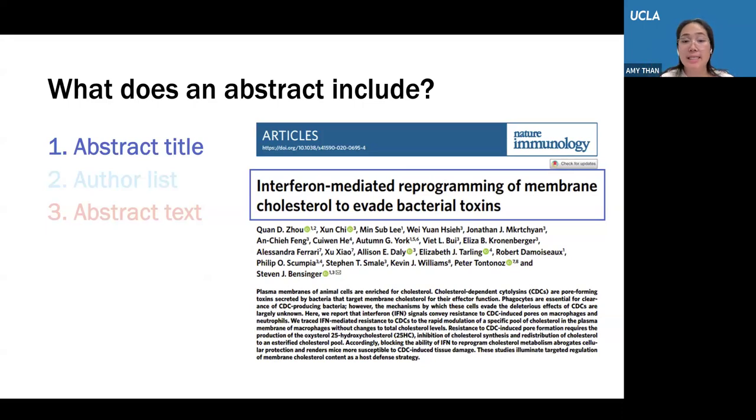So, for example, this study was "interferon mediated reprogramming of membrane cholesterol to evade bacterial toxins." So that's pretty clear what they're trying to do. Personally, not clear to me because I'm not sure about my knowledge of immunology, but it kind of tells you the purpose of the study was to reprogram membrane cholesterol.